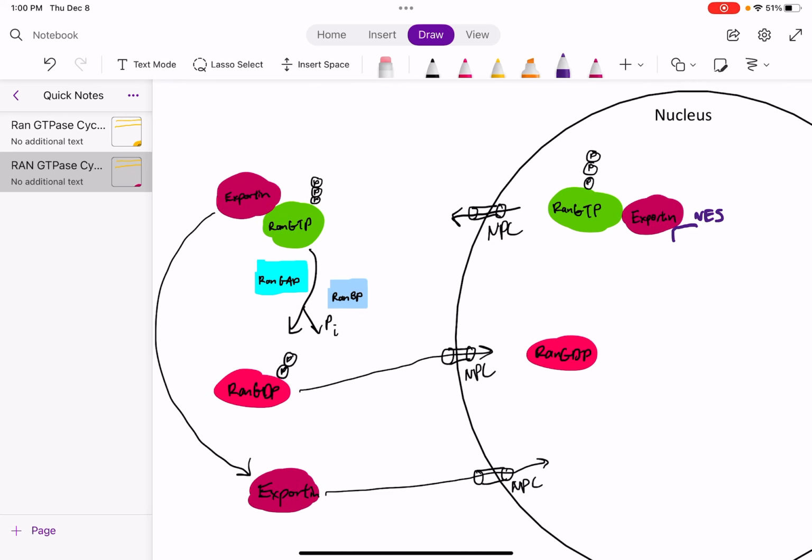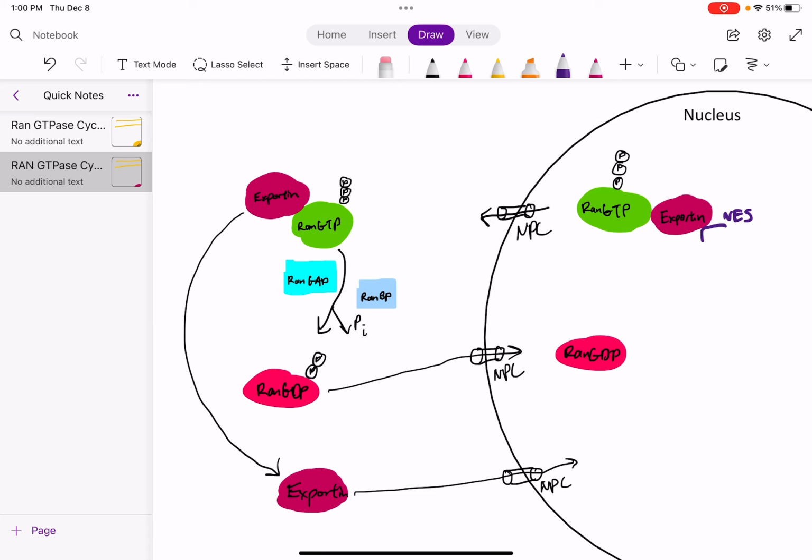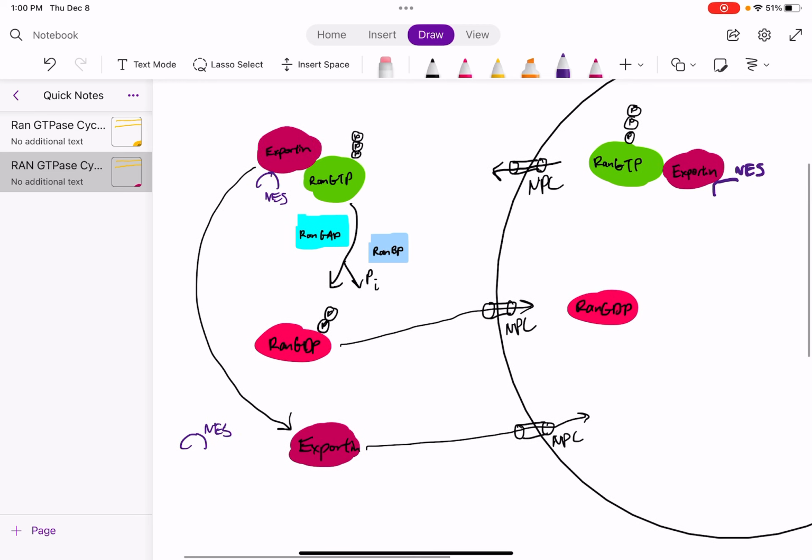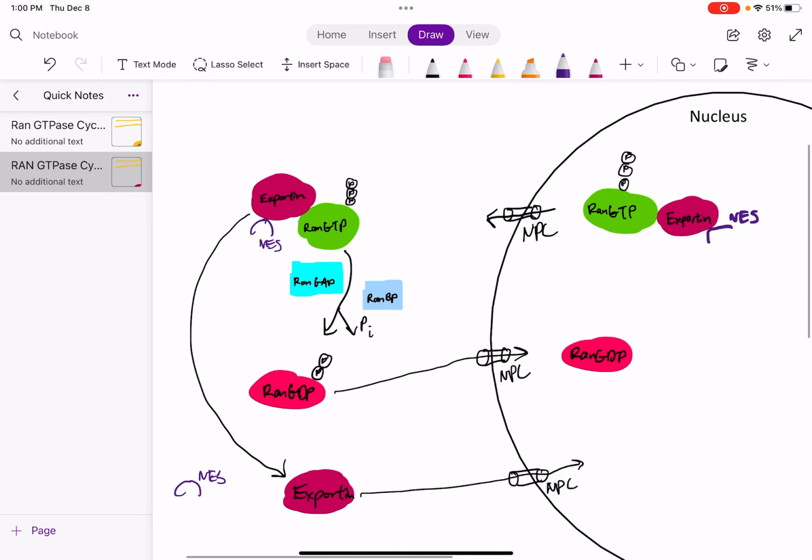Also, when the exportin has NES, when RAN-GTP turns into RAN-GDP, it also kicks off exportin, and NES also comes off. And this is how the protein ends up in the cytosol, out from the nucleus.